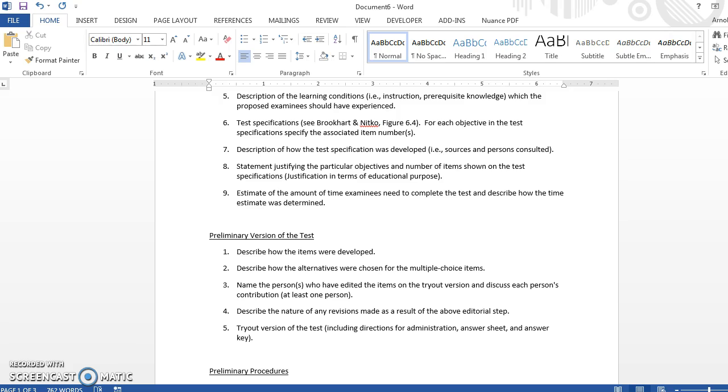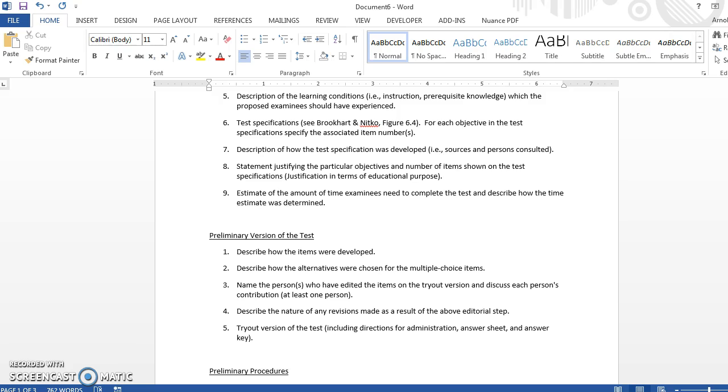If I have 2 hours, I might be able to do things a lot differently than if I have 20 minutes. So just think about those kinds of things. So, the preliminary version of the test. Number 1, describe how your items were developed. How did you develop them? Were there some questions in your book that helped you derive these questions? Was it from a self-made test that you and your team made together at the grade level?